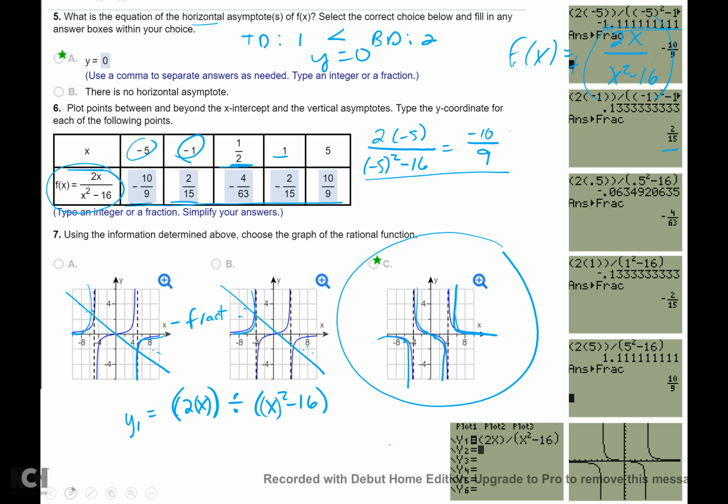Alright. And then I typed it in the calculator like that, and got the graph. Okay, so that is your review.